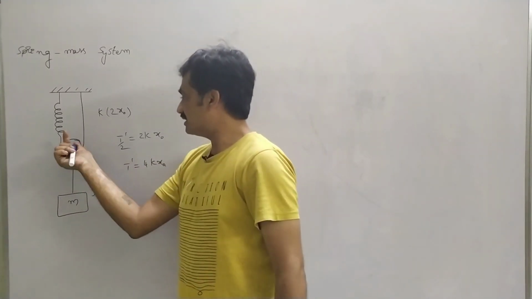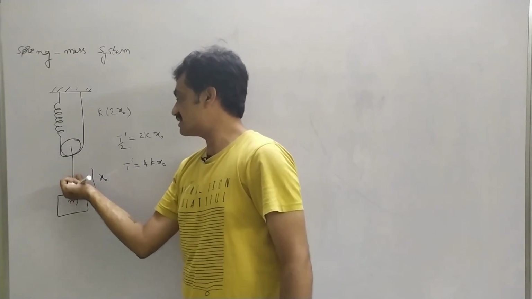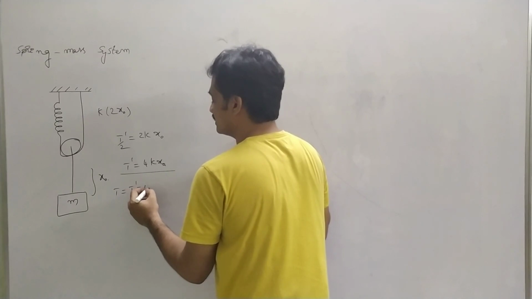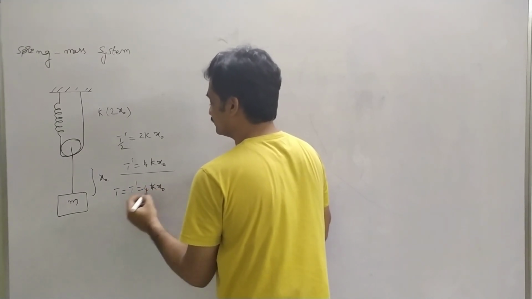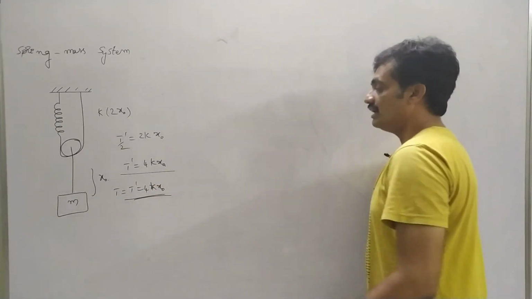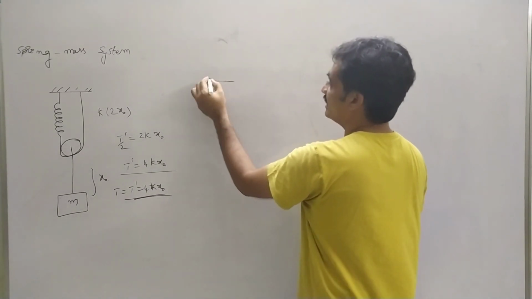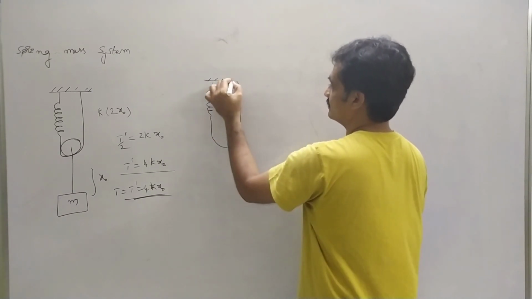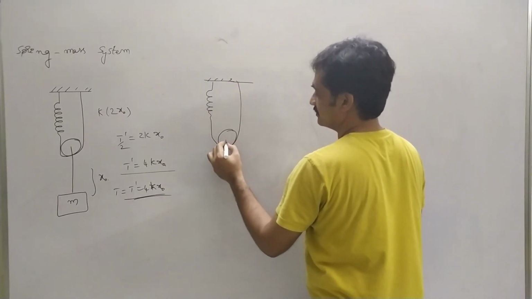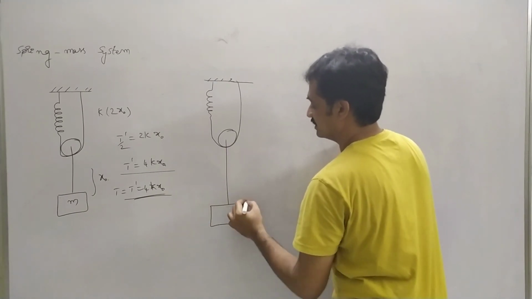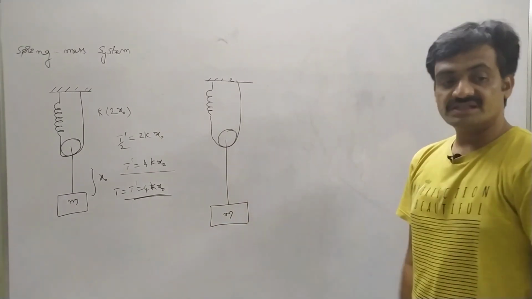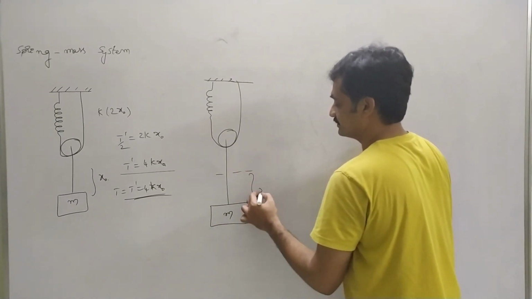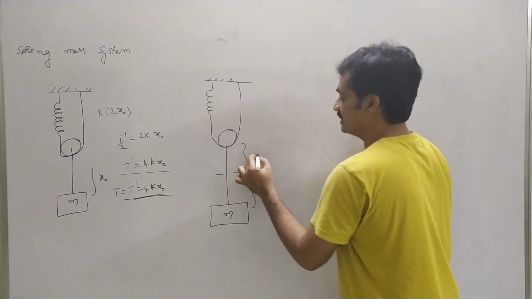Whereas the tension acting at these two positions is equal to the tension at this position. Based on that we can represent T equals T dash equals 4k x naught. Now when the body is pulled in the downward direction, displaced in the downward direction by a displacement of x.